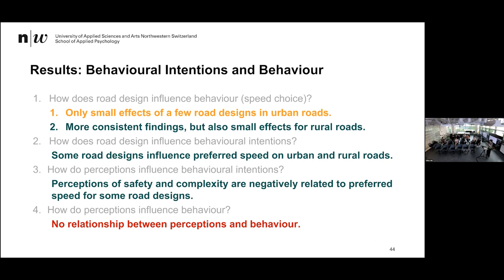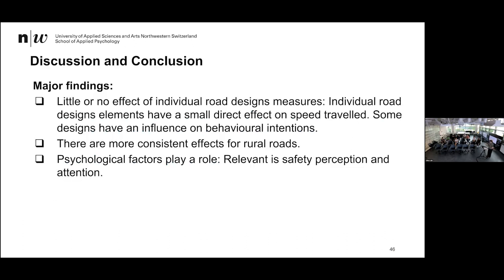Well, this leads us to the conclusion. We have small effects of single road design measures. For the sake of a clean experimental design, we have chosen one measure, so sidewalks or trees, so we can really define the effect of one single measure. Apparently, that just leads to very small effects, but small effects are effects. These effects are more consistent on rural roads, as I've mentioned, and the evidence on the psychological processes is mixed. So there is some indication, but as a researcher, I'd always say this is the inspiration for further research.